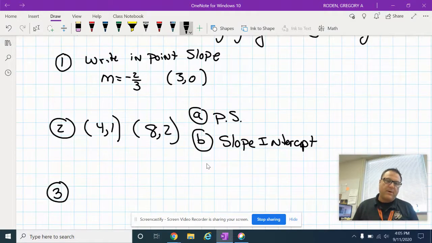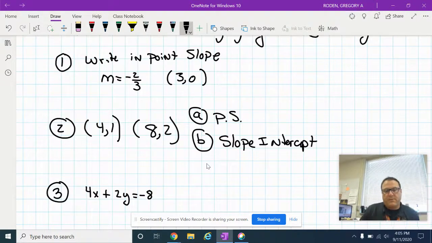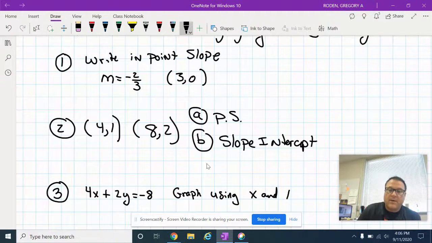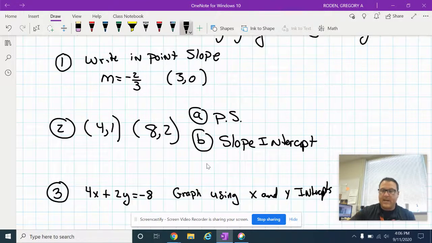Let's go: 4x plus 2y equals negative 8. And so we're in standard form, right? So what I want you to do is graph this using the x and y intercepts. Okay, so get those to me, graph them using the x and y intercepts. So I want to actually see a graph. So 3 problems, email me your work, and I will give you credit for those.